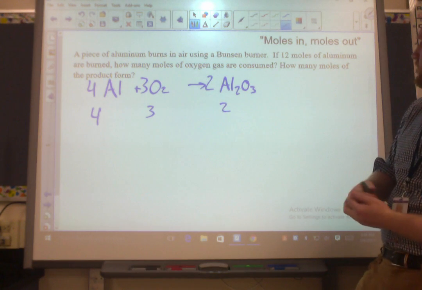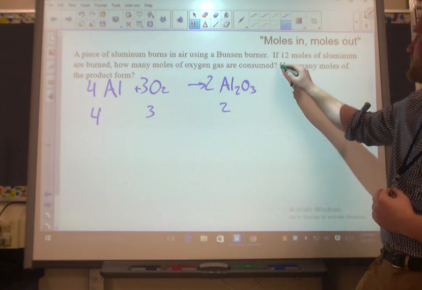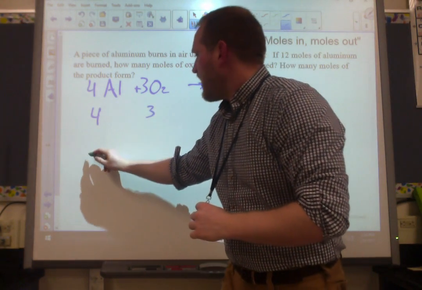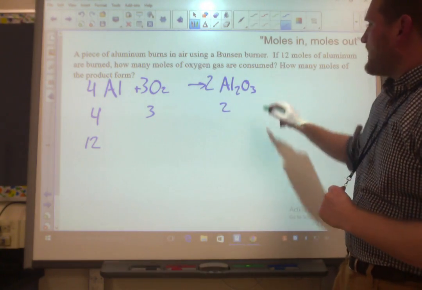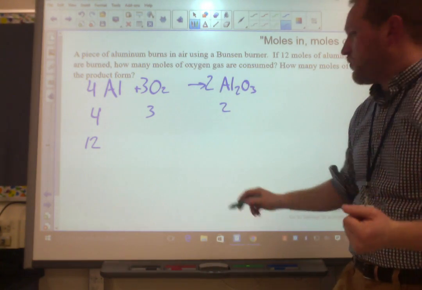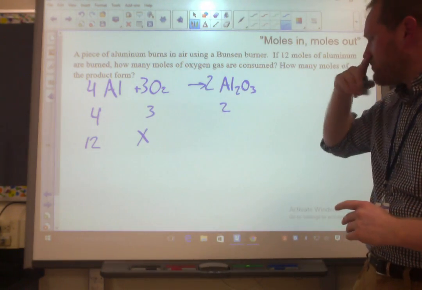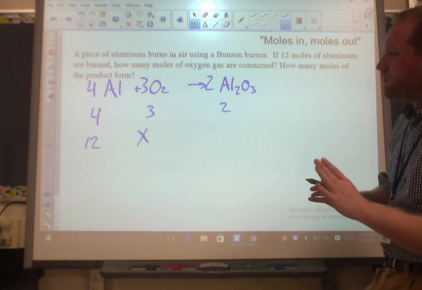Now in this particular problem, we're going to fill in what we're given and what we're looking for. It says if 12 moles of aluminum are burned. So here's my aluminum, I'm going to put the 12 under here. How many moles of oxygen gas are consumed? That's the first question I'm asking, so let me put an X there. Let's deal with this question first before the second part.